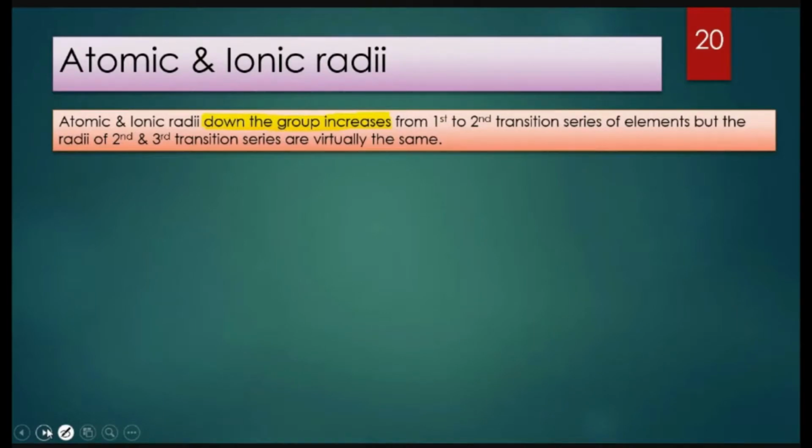And so that was the story about the atomic and ionic radii along the period. What happens down the group? Atomic and ionic radii down the group increase from first to second transition series of elements, but the atomic radii of second and third transition series are virtually the same. So when we move from the first transition series to the second transition series, we will see a considerable increase in atomic and ionic radii. But as we move from second to third transition series of elements, their atomic and ionic radii are almost the same. What is the reason?